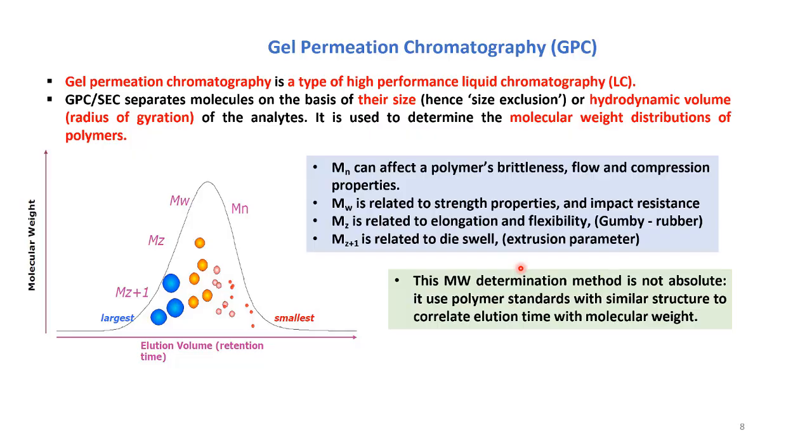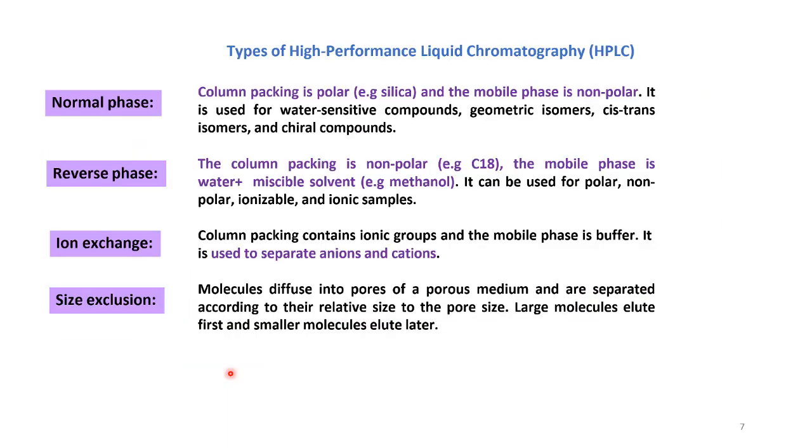Then we have the gel formation chromatography technique. This is again a type of HPLC, and it is also called size exclusion chromatography. Again, as I told, on the basis of their size and hydrodynamic volume, the particles get separated. It is used to determine the molecular weight distribution of a polymer. Here we have different terminologies, and the molecular weight is shown on this axis, and the elution volume or the retention time. Retention time is basically the time in which the material will pass through the column.